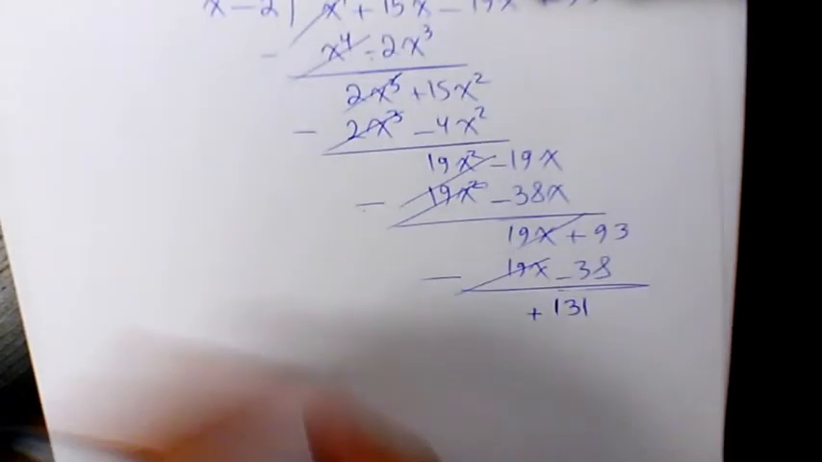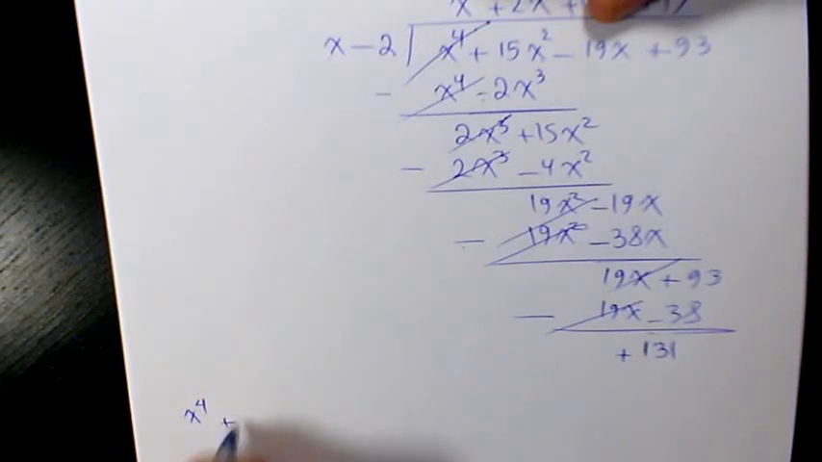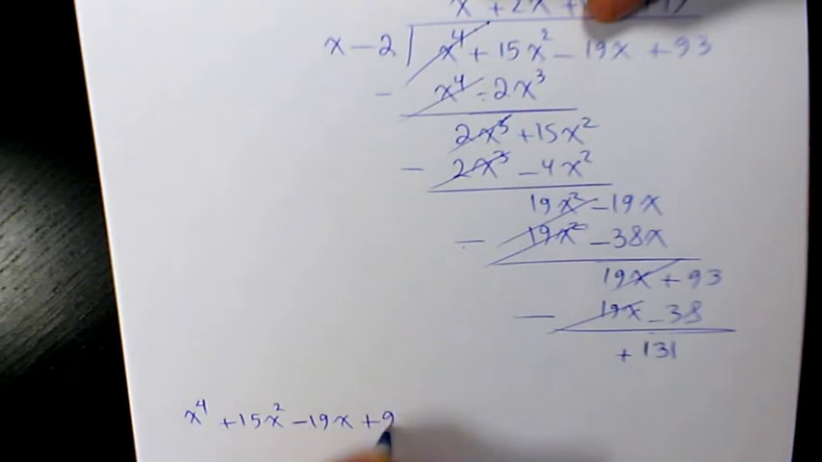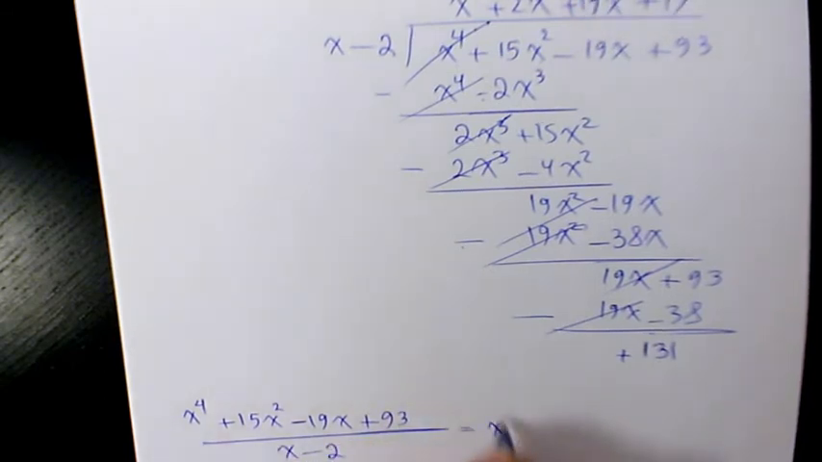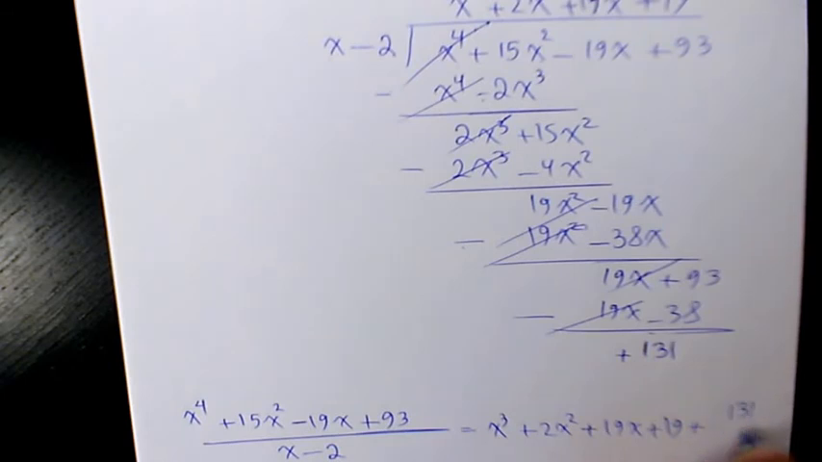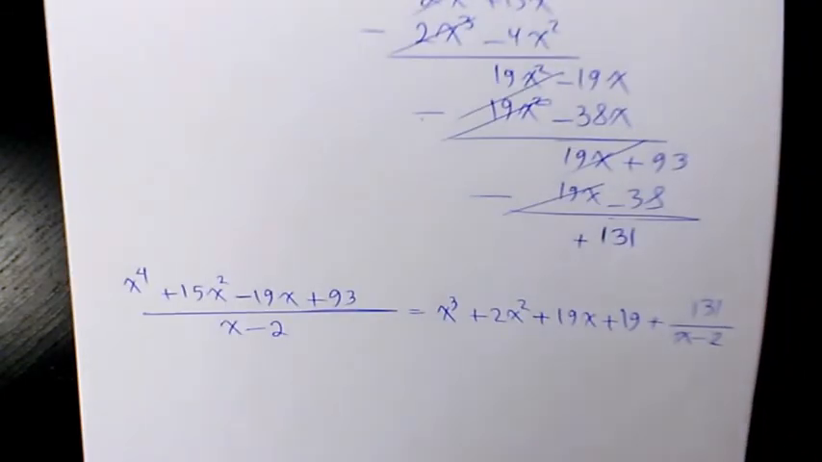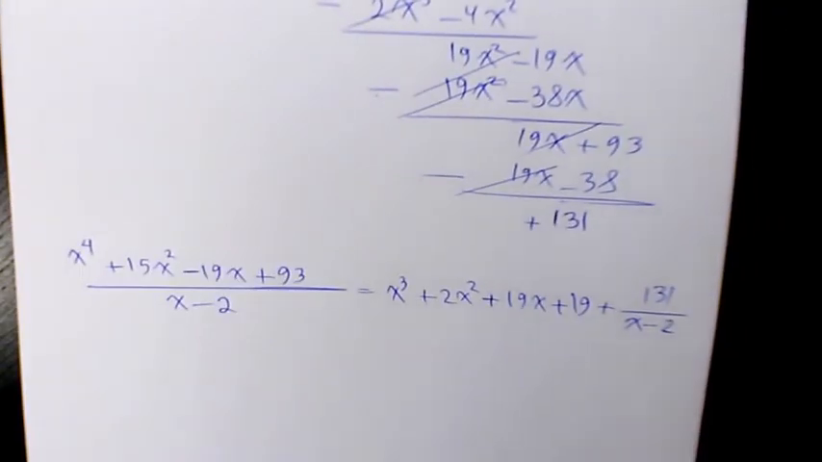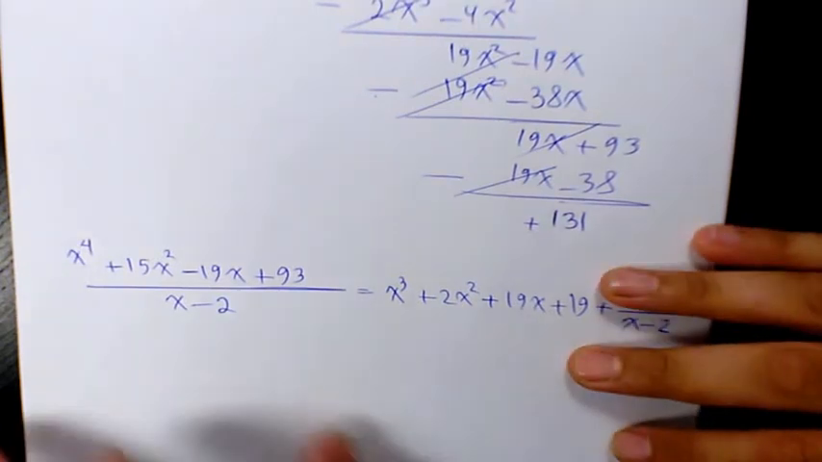So the remainder is 131, and you're going to say x to the power 4 plus 15x squared minus 19x plus 93 divided by x minus 2 is going to be x cubed plus 2x squared plus 19x plus 19 plus 131 divided by x minus 2. So that's how we need to report the answer to the long division in case you have a remainder.